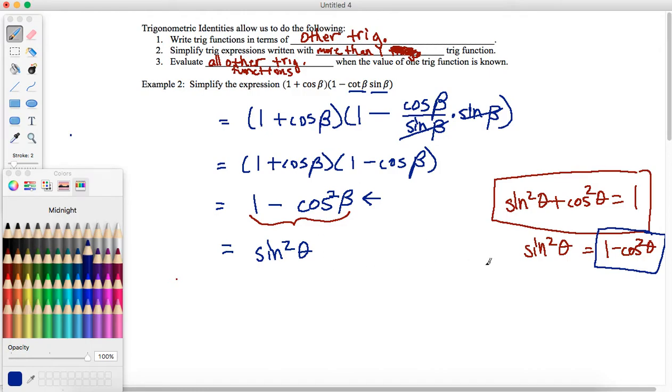All right, and so you can always rearrange your Pythagorean identities or any of your identities so that you can get what you need. For instance, if I were to look at my cotangent beta, well, that's neither here nor there. I'm sorry. All right, let's go to another example.